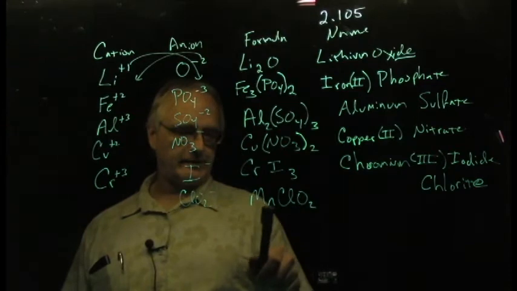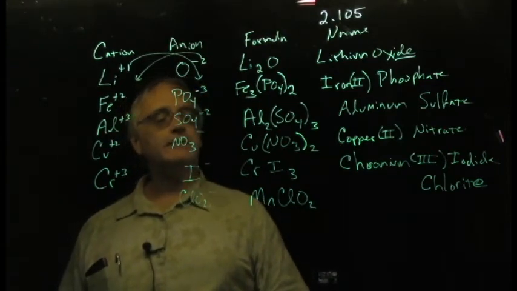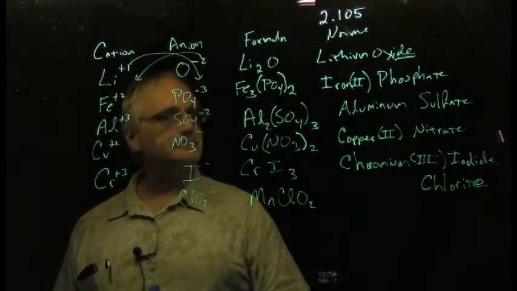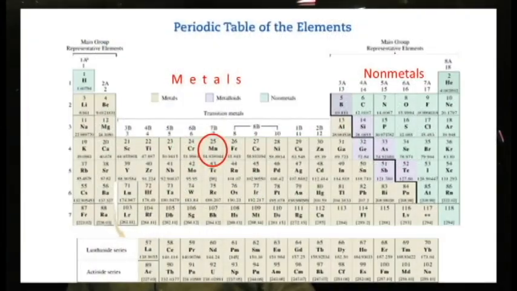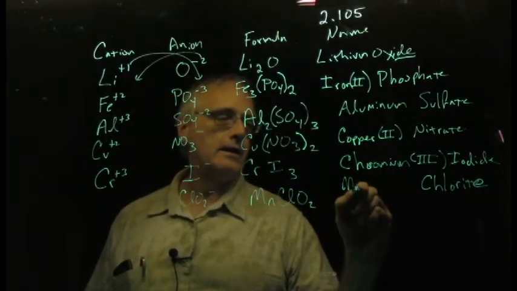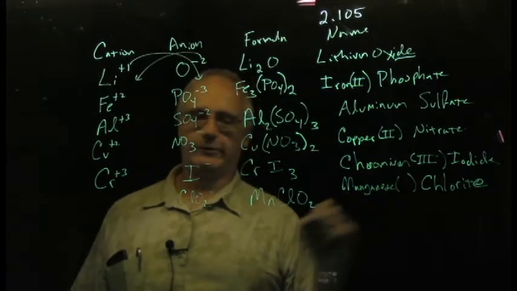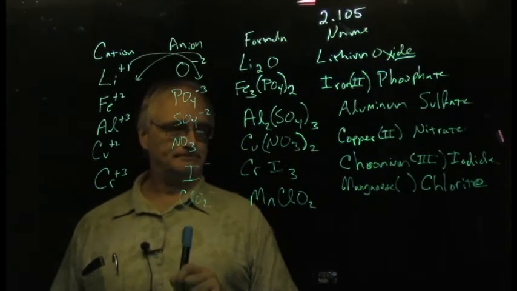Then we got this beast here. Now, Mn. This one is a common one to get screwed up. This is manganese, not magnesium. Okay, so be a little bit careful. They have similar names. This is manganese. Manganese, it is a transition metal. Therefore, manganese. And we're going to have to put the Roman numeral in. Question is, what Roman numeral?